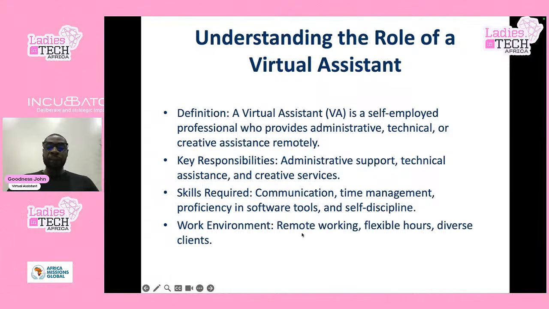Next, you have flexible hours. You can work flexibly, or if you are working based on a different time zone, then maybe you'll be restricted. But if you're working in your own time zone, you can work based on your own hours or your own availability. Let's say you're working 4 hours a day. You can choose to work 2 hours now and 2 hours later in the evening. And then you have diverse clients.